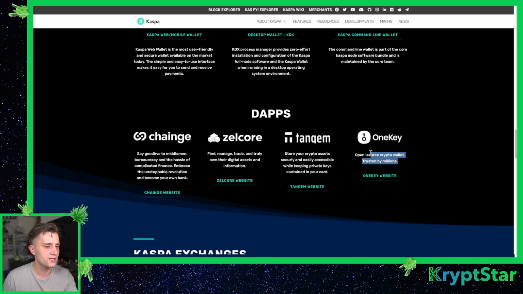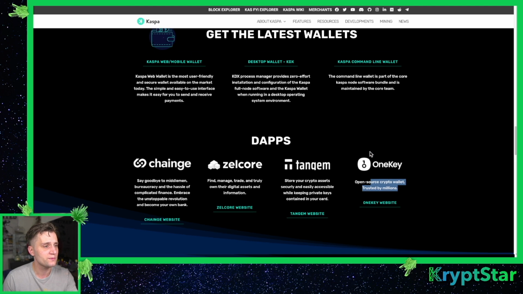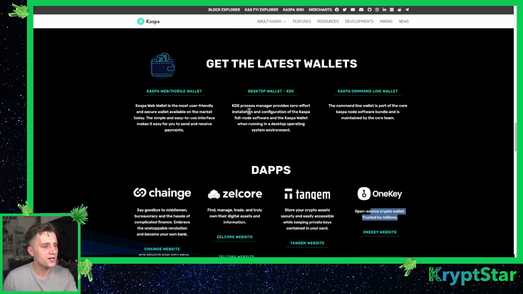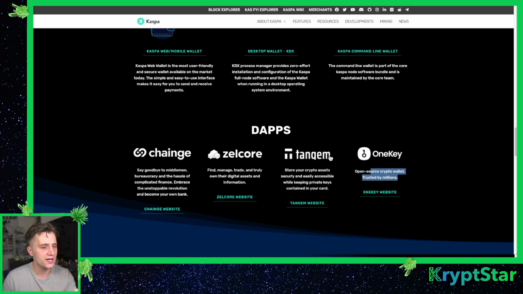OneKey is a really nice hardware wallet as well. Okay, I definitely do not recommend the KDX wallet for the average user. You have to download the whole wallet and do all this stuff. So if you're planning to get deep into Kaspa and start mining it, I think you could use the desktop wallet or the mobile. I wouldn't use this. I wouldn't use the Kaspa web mobile wallet, but I would use Tangem wallet. It's very easy to go ahead and transfer your Kaspa tokens there. And OneKey, I would definitely recommend that.